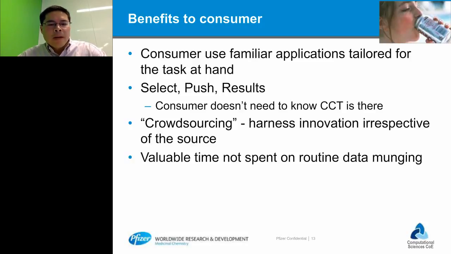Very important for the computational chemist in particular is that valuable time is not spent on data munching. No one ever went to do a PhD or a postdoc in computational chemistry so they can spend all their time messing around with file formats, writing parsers, running routine calculations, and collating the results in Excel to present to the chemist. Instead, they should be spending the time inventing new methods and applying them to drug discovery projects.